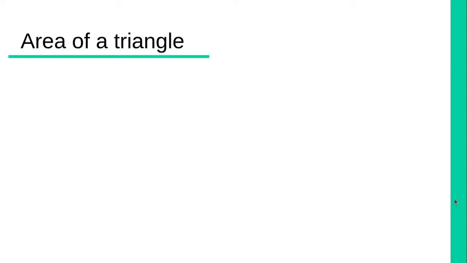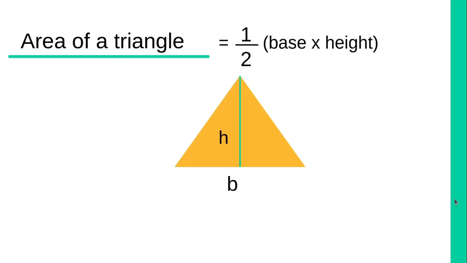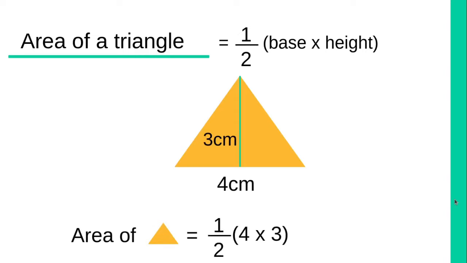Similarly, as two triangles form a rectangle, the area of a triangle is given by 1/2 the product of the base with the height. In the case where the base measures 4 cm and the height is 3 cm, its area is 1/2 times 4 times 3, which is equal to 6 squared centimeters.